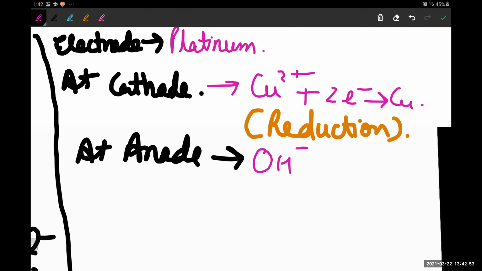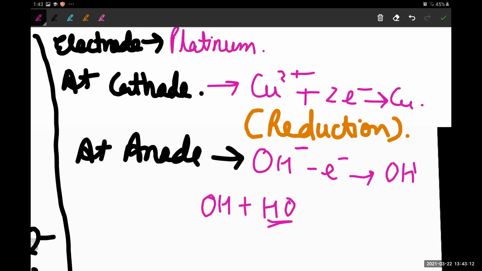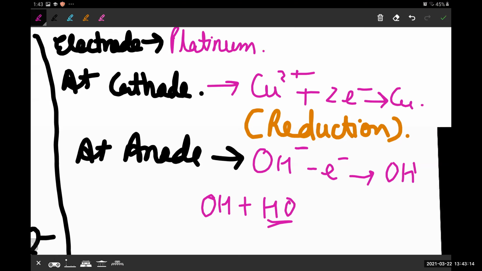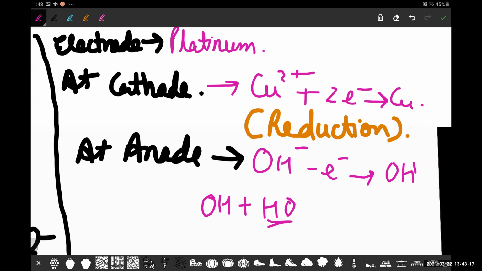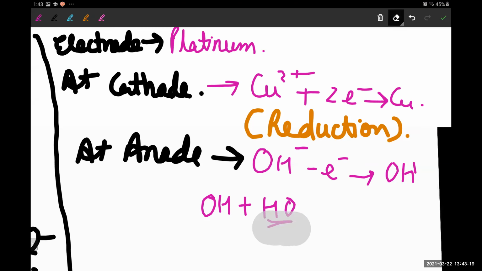OH- has one extra negative charge. It will lose this negative charge to become a neutral OH. Now this neutral OH will combine with its own type. I have just written it as HO, but the thing is the same, it's OH only. So it will do what?